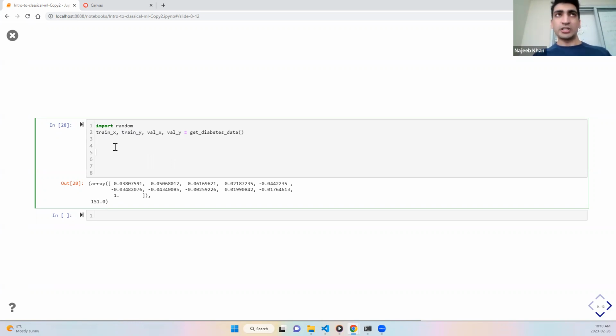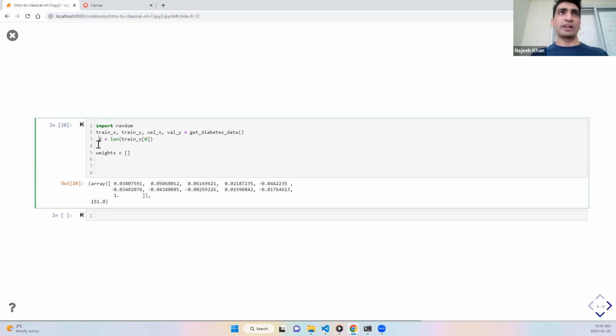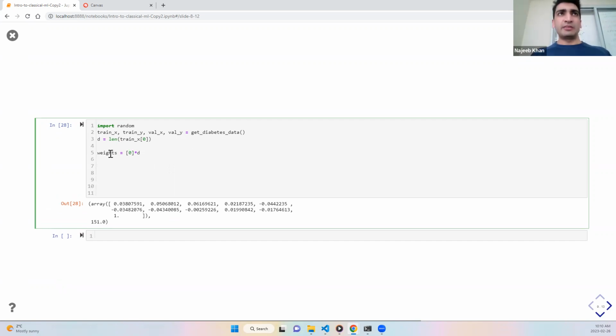What defines the linear regression model? It's the weights of the model, right? And how many weights should be there? It's basically the length of the feature vector. So if I take the first feature vector, 0, and take the length of that, that's my dimension. Basically, how many elements are there in this feature vector? So that's d. And now I need to have d weights as well. So that's the weight vector for linear regression.